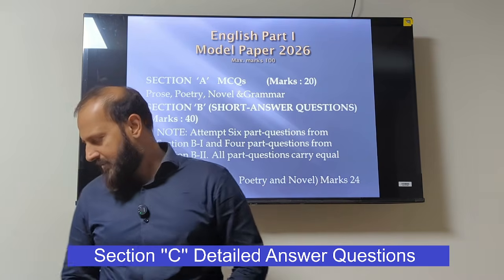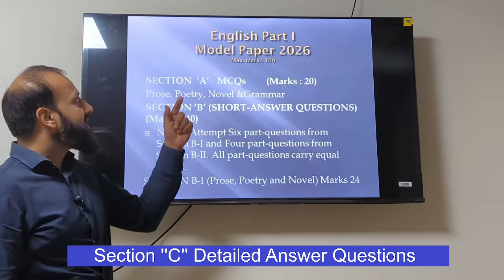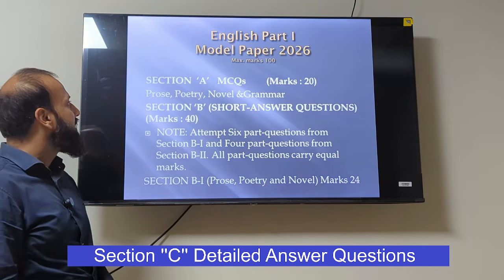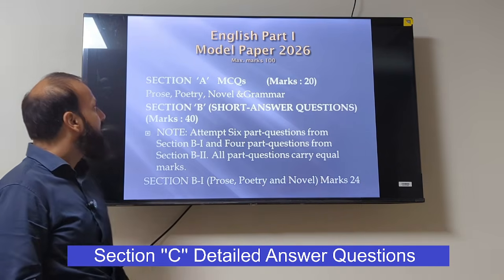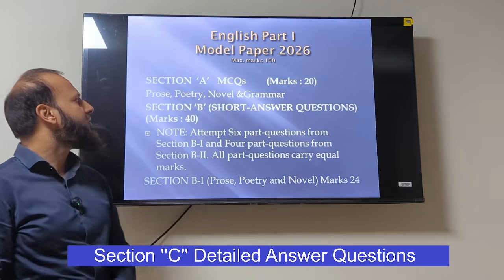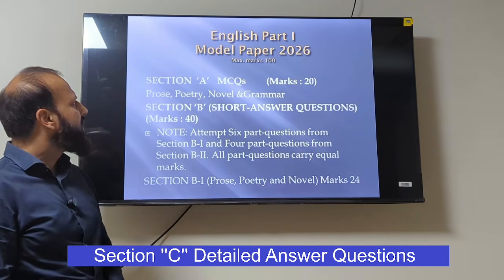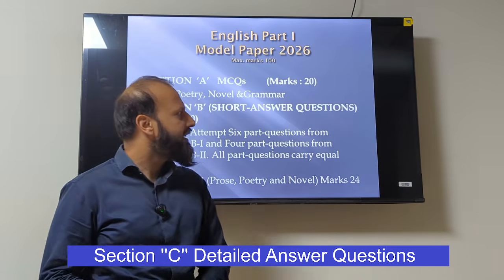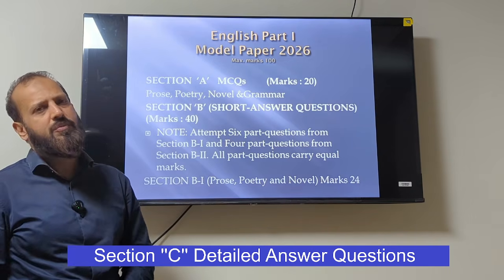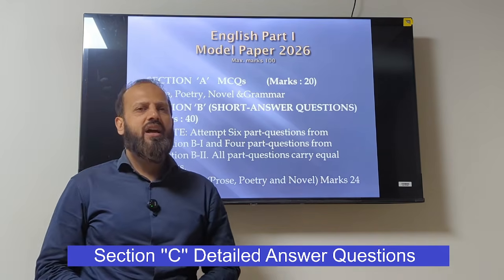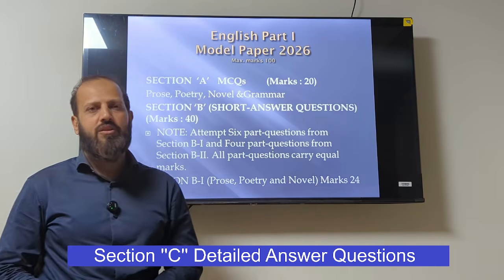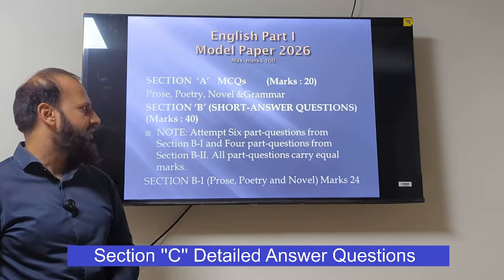Okay, as you can see, this is the English model paper 2026 for first year class. You have Section A, MCQs. These are 20 marks. Your prose, poetry, novel and grammar, these topics are connected. This is purely knowledge based and it will be MCQs, with 4 choices, and you have to attempt the one correct answer.